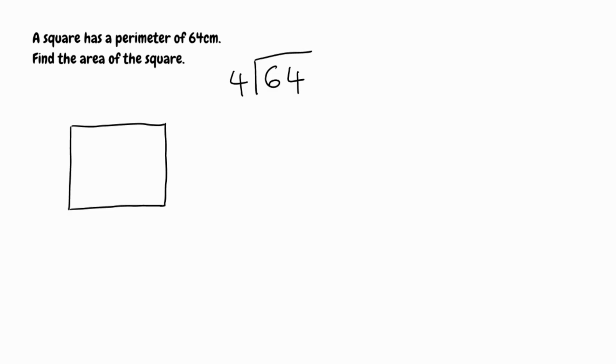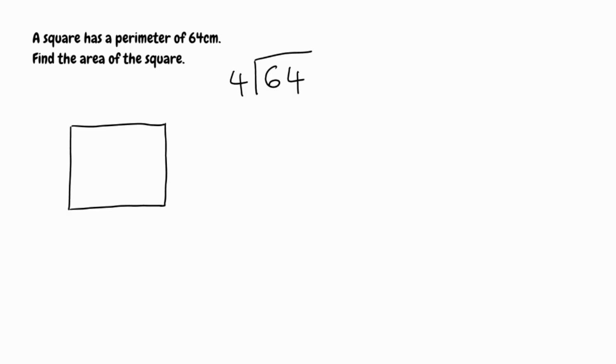So for this first question, we have that a square has a perimeter of 64 centimetres. We need to find the area of the square. To begin with, we're going to start with the perimeter of our square. We've been told that the perimeter of the square is 64 centimetres, so from that we should be able to figure out the length of the square. As all the sides of a square have the same length, we can simply take the perimeter, which is 64, and divide that by how many sides there are, which is 4.